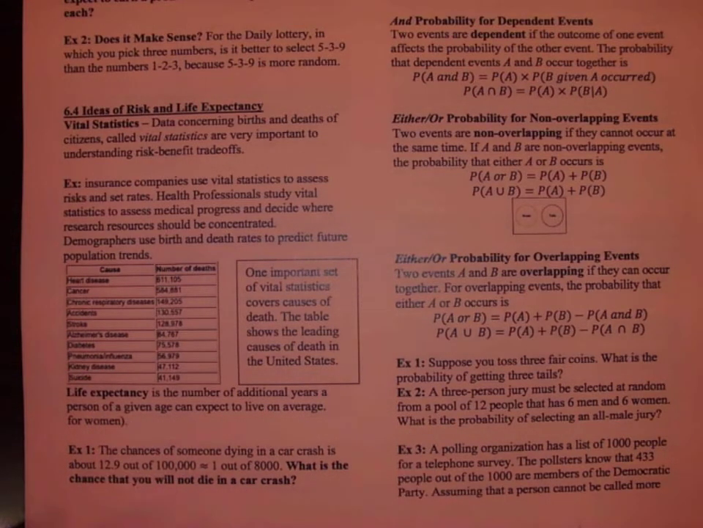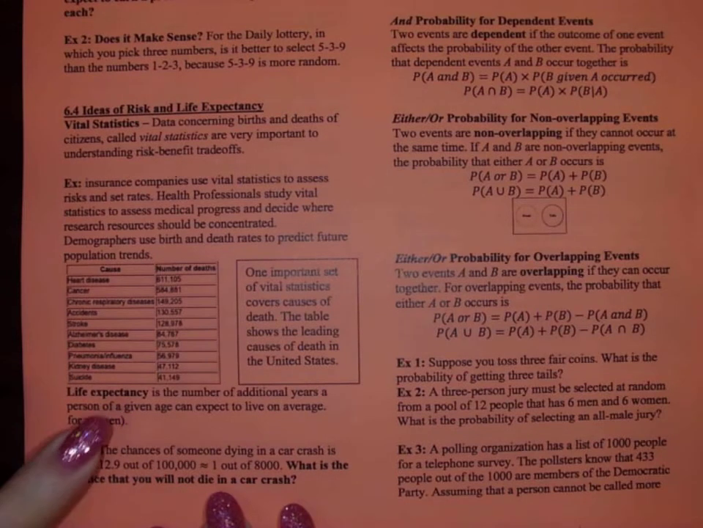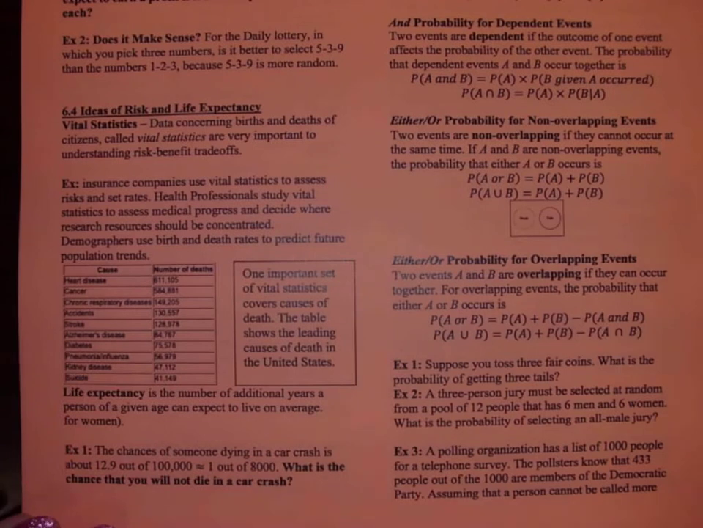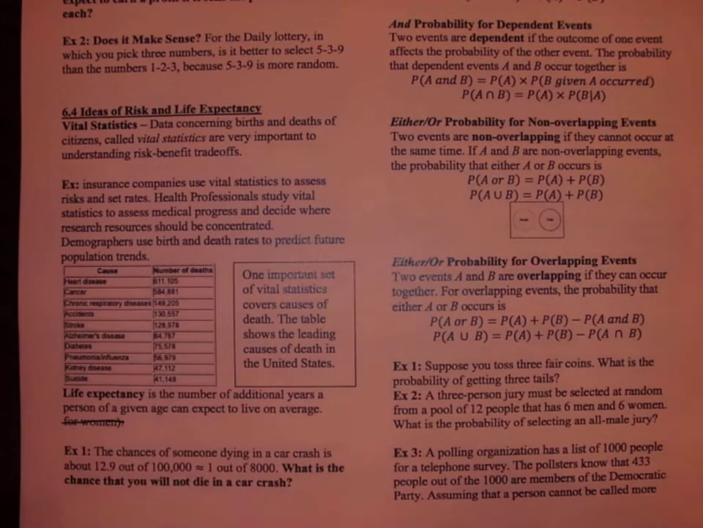Life expectancy is the number of additional years a person of a given age can expect to live on average. Oh, looks like we have a little bit left over from somewhere that shouldn't be there. That part doesn't matter. I'll have to change that before I put it up in D2L for you.